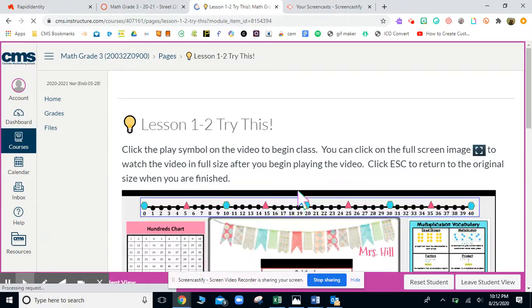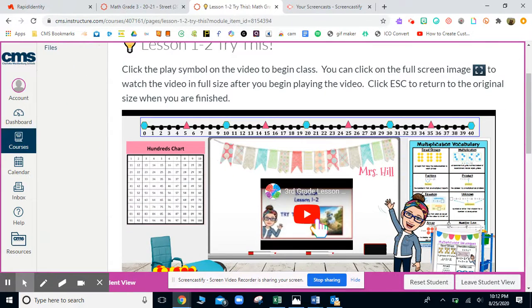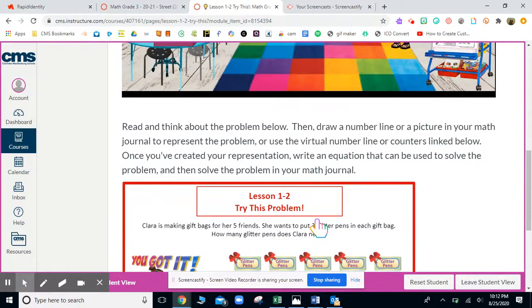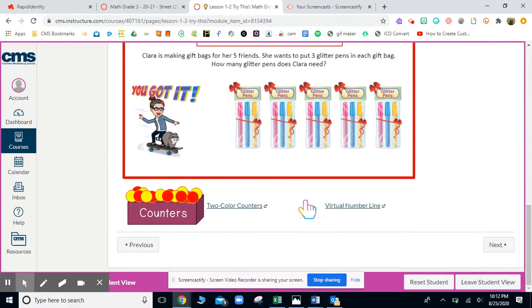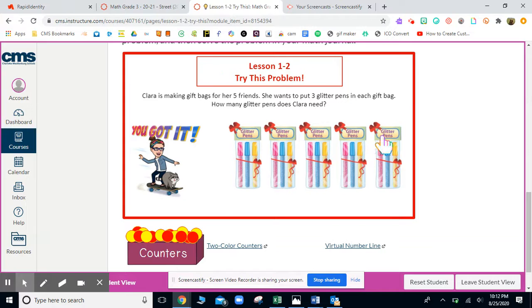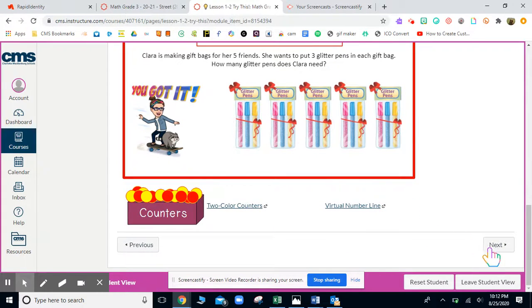Now on this page, they're going to have another video to watch and then some practice problems. Again, there are some resources for them. And this one, it's just going to be done either mentally or written on their notebook paper. Next, we find those next buttons and move forward.